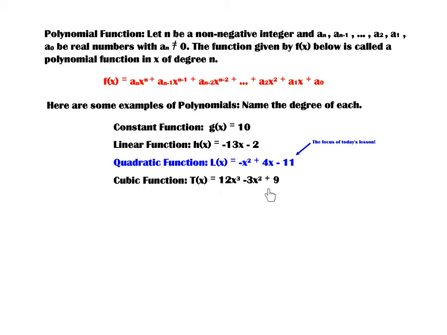Now notice here, this is a cubic function, but it does not have a linear term. So a sub 1 would be 0, right? Because that linear term no longer exists. So I've got a cubic term, a quadratic term, and then a constant term. Lots of stuff coming on this page here, but I want you to recognize that this in blue is what we're focusing on in this lesson, quadratic functions.